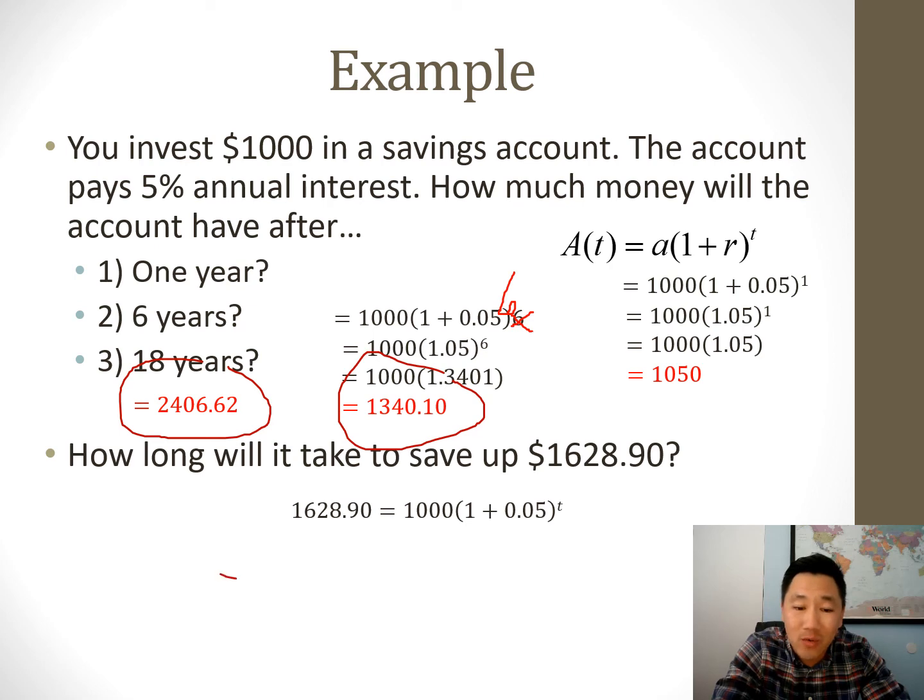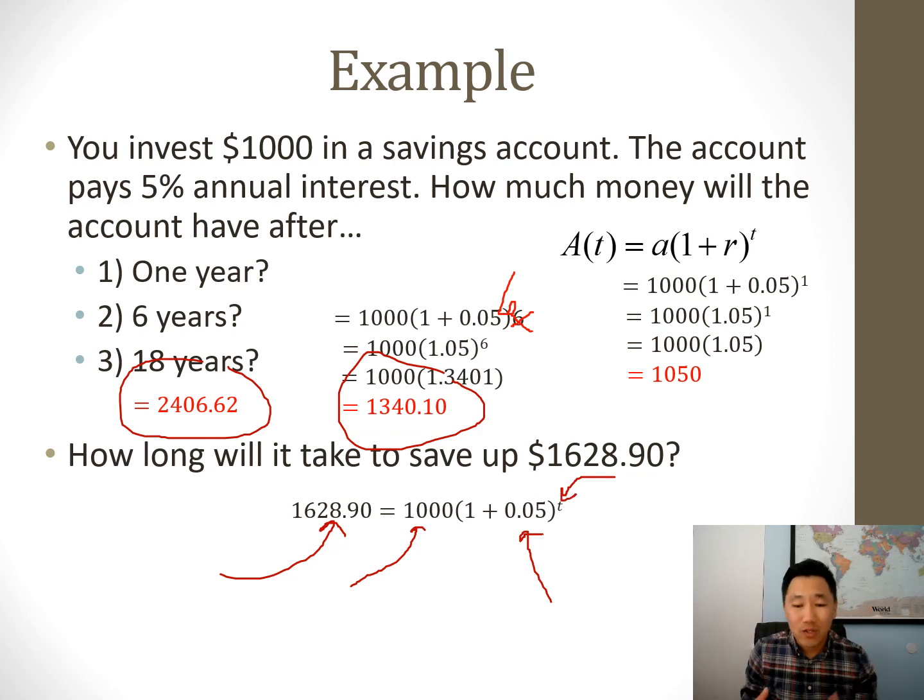They give you the answer, so we put that in the A of X or A of T part. Everything else is the same. You still originally started with $1,000. The bank still gives you 5%. Now we're looking for T. And this is actually a sneak peek at the rest of the chapter. How do you solve equations where the variable you're solving for is in the exponent? All right? And so today we're going to do guess and check. You're going to plug in a whole bunch of years to see which one comes closest to $1,628.90. All right, but throughout the chapter, we're actually going to learn algebraically how to solve this one.